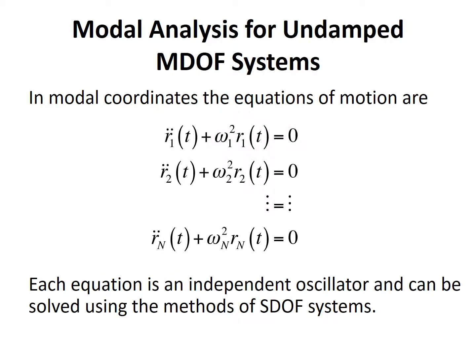This can be seen more clearly by writing out each equation in the matrix expression. Once the system has been transformed into modal coordinates, the equations represent a set of n uncoupled equations of the form r sub i double dot plus omega sub i squared r sub i equals 0. From our analysis of single degree of freedom systems, we know that we can solve each equation independent of one another if we have the set of initial conditions for each modal coordinate.